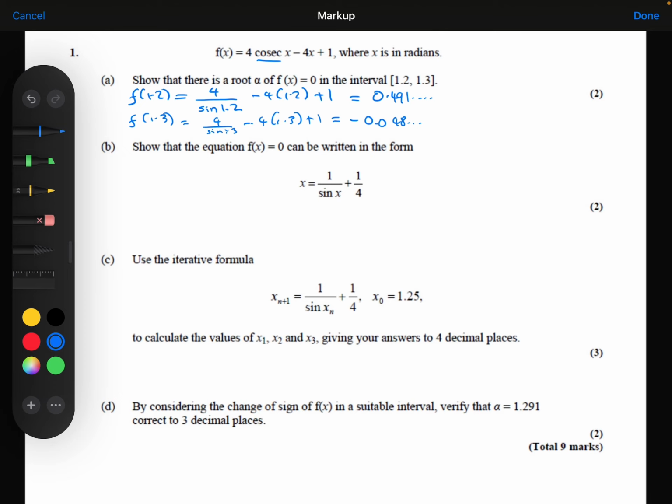So we can now write the usual sentence: sign change in a continuous function, so there must be a root in the interval 1.2 to 1.3.